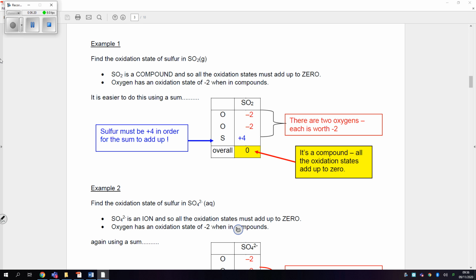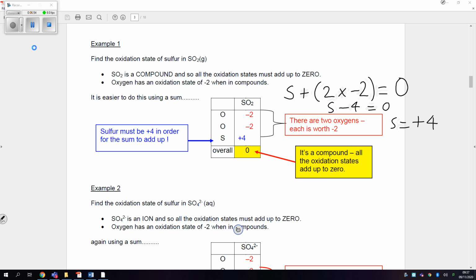An alternative way of thinking about it, and perhaps an easier way, rather than drawing out a table, would be to say that sulfur plus 2 lots of oxygen, well, we know oxygen is -2, must equal the overall oxidation number, which clearly, as it is a compound, is equal to 0. So sulfur -4 equals 0, sulfur equals +4. Writing it out as a formula probably makes it an easier way to calculate the missing oxidation number.